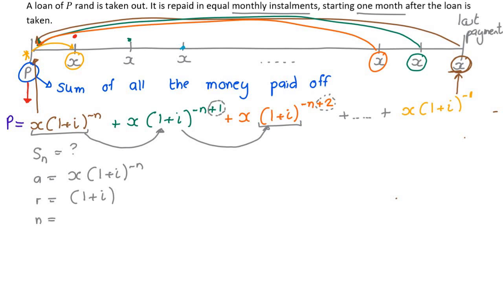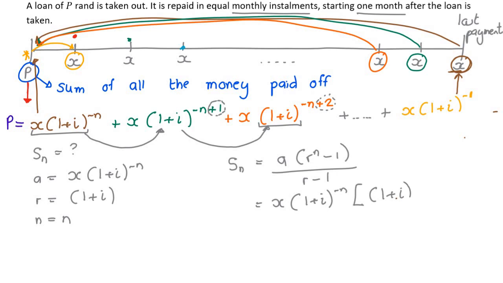And if I say I'm making n payments, I can now use my geometric series formula to create a formula for my present value annuity. So what was the formula for Sn? Sn is A, R to the n minus 1, all over R minus 1. So my A is X, 1 plus I to the negative n. R is 1 plus I, and it's raised to the power of n, minus 1 all over 1 plus I minus 1.